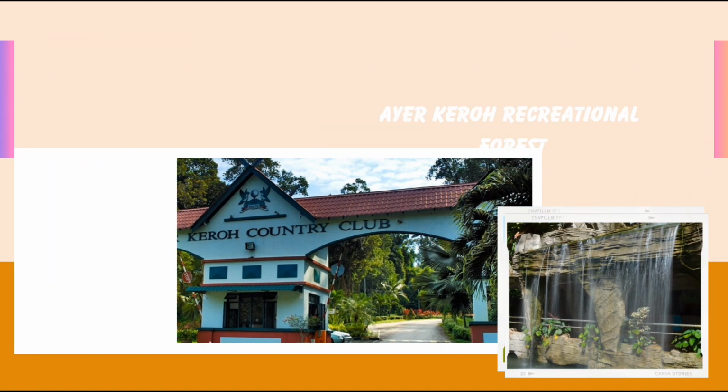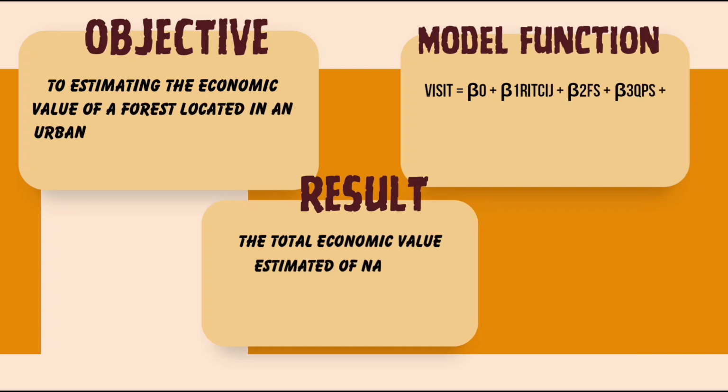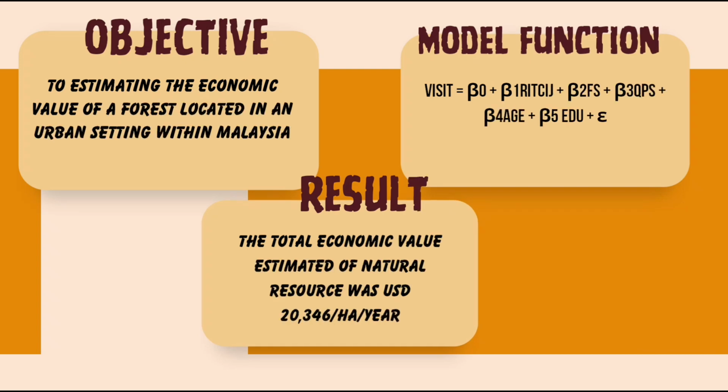The study aims at estimating the economic value of a forest located in an urban setting within Malaysia. The IKBAR Recreational Forest, which is situated in Malacca, Malaysia, was chosen as the research site. The model function used in this case study contains many variables that contribute to travel trip costs. The total economic value estimate for this natural resource was $2,346 per hectare per year.